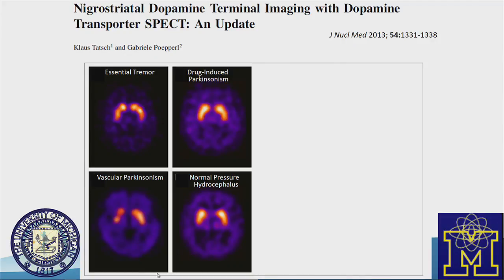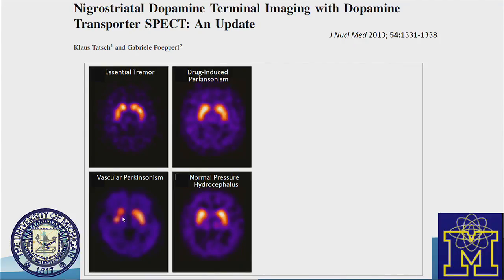This is a nice review I'd refer all of you to if you're going to get into this field, regardless of what tracer you use. This came from the Journal of Nuclear Medicine some years ago, 2013, Klaus Tatsch and his co-author. And it nicely shows the intact nigrostriatal projection in these cases: essential tremor, drug-induced Parkinson's, and normal pressure hydrocephalus.